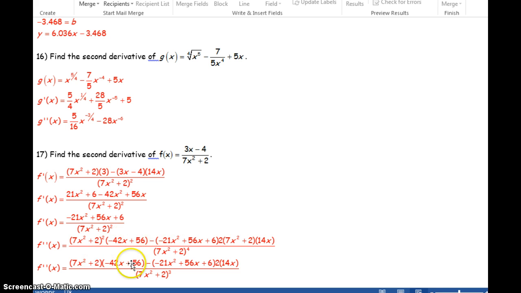The negative 42x plus 56 comes down. And then over here, you have that 2 and the 14x is going to be multiplied together. I don't like how this answer is written here. 2 times 14x is going to give you a minus 28x. I would like to see that up front. And then rewrite this piece. So the only difference here is the 2 times 14 is going to give you 28x. Put it up here, so it's going to look like a minus 28x. And then the rest of that.